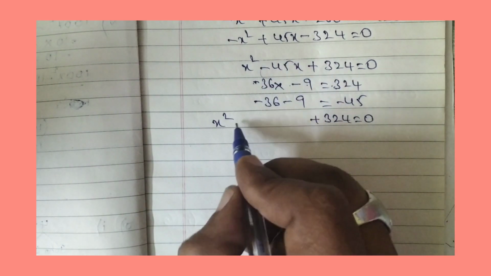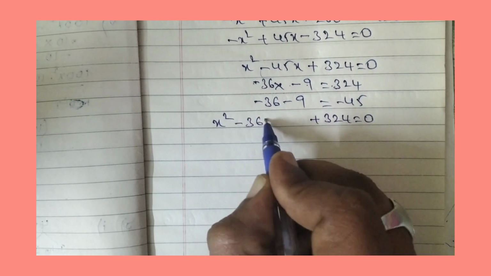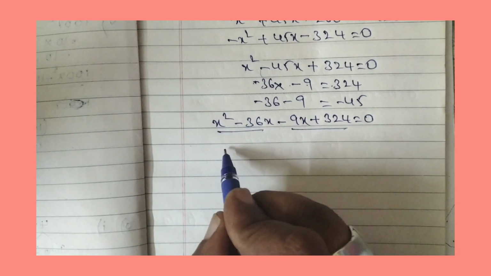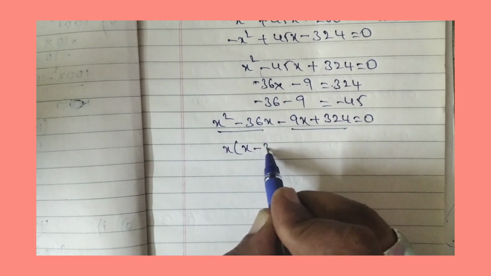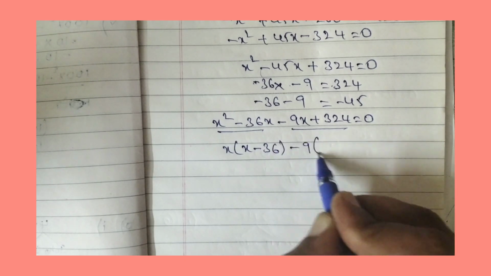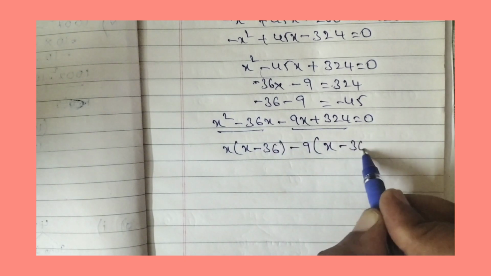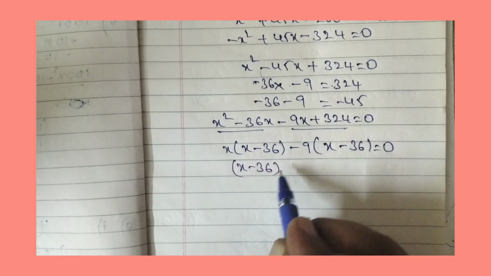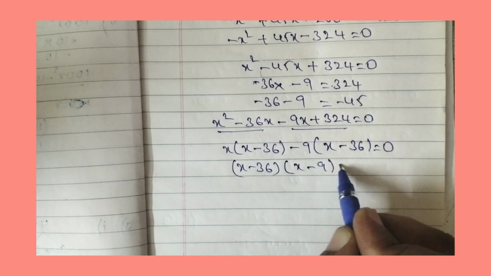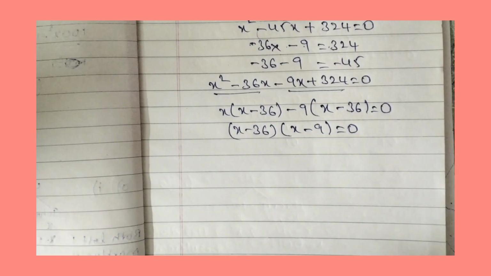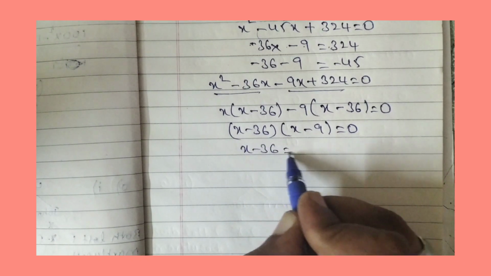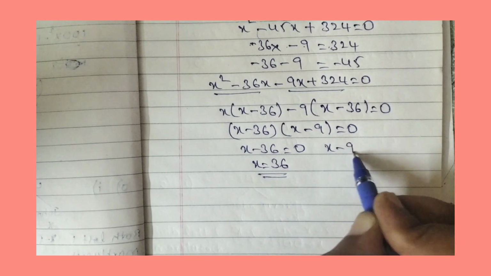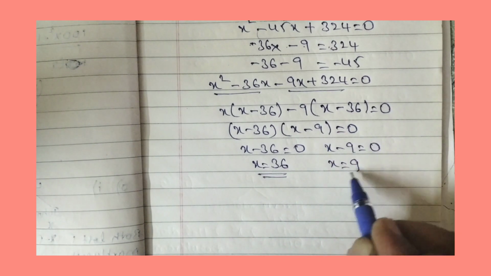So now minus 45x can be written as minus 36x minus 9x. These two one group and these two one group. If you take x as common, x minus 36, minus 9 as common, then x minus 36, which is equal to 0. So x minus 36 is common to both, and remaining is x minus 9, which is equal to 0. So x minus 36 is equal to 0, x is equal to 36. X minus 9 is equal to 0, x is equal to 9.